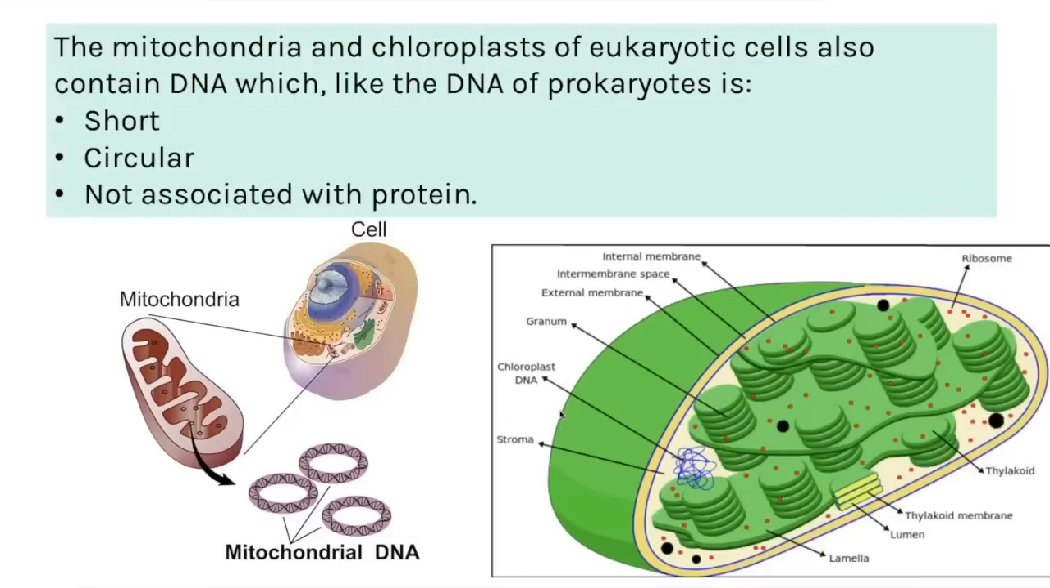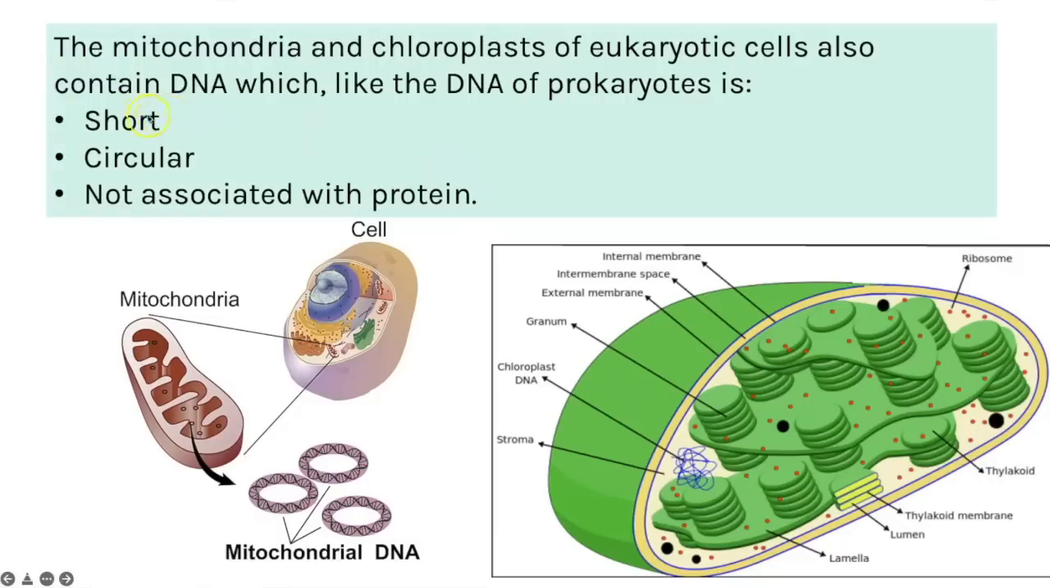Now you also need to be able to compare the DNA that is found in the mitochondria and chloroplasts of cells to the DNA that you find in prokaryotic cells, because they actually have quite a few similarities. So we can see here our mitochondria, and you have just a loop of DNA, and the same within your chloroplast. You just have this circular loop of DNA, and they have their own DNA so that they can translate their enzymes that they need for photosynthesis in the chloroplast and respiration in the mitochondria.